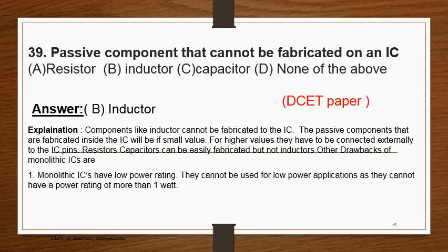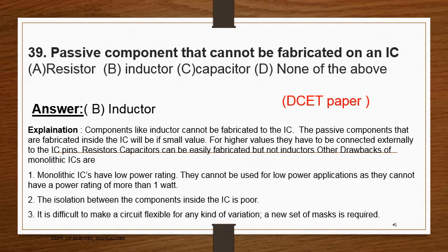So the other drawbacks of monolithic ICs are that they have low power rating, cannot be used for lower power applications as they have a power rating more than 1 watt. The isolation between the components inside the IC is poor, and it is difficult to make the circuit flexible for any kind of variation. But the primary disadvantage of ICs is that you cannot have fabrication of a passive component like an inductor.